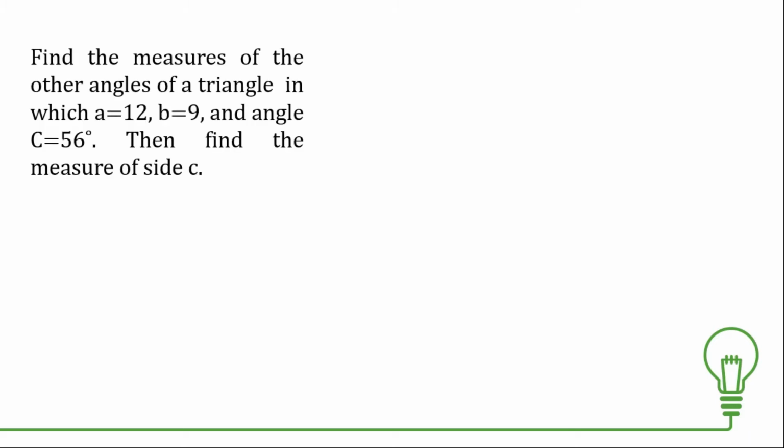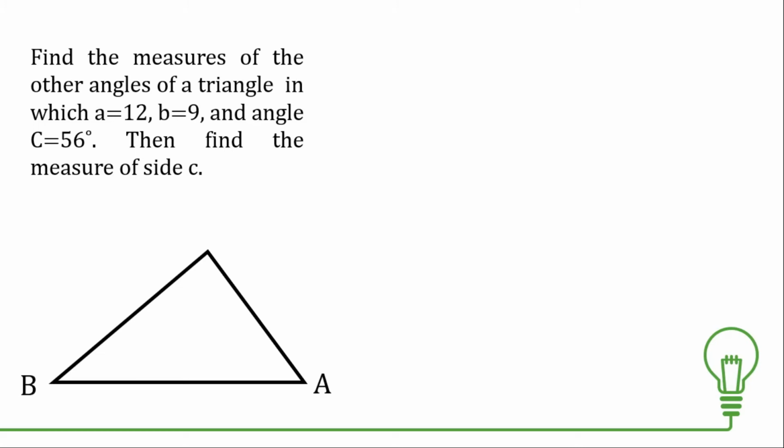Okay, so let us consider this first problem. We are to find the measures of the other angles of a triangle in which side A equals 12, side B equals 9, and angle C is 56 degrees. And then we have to find the measure of side C. So first things first, let us illustrate the problem to have a glimpse of what we are looking for.